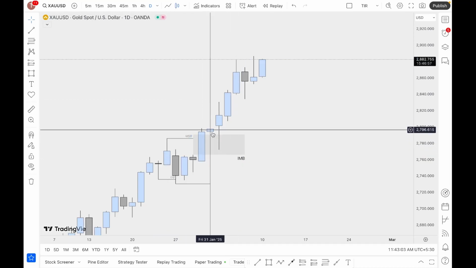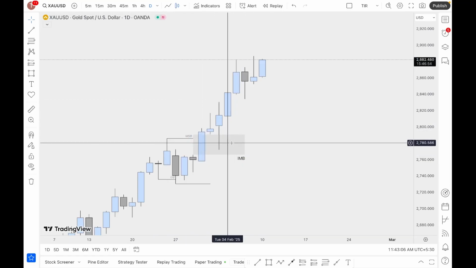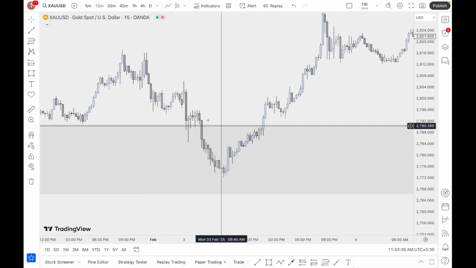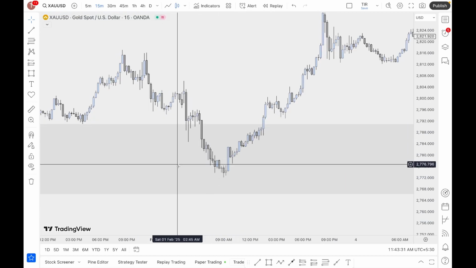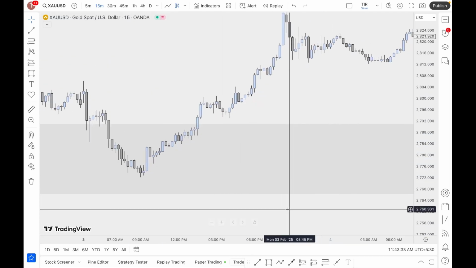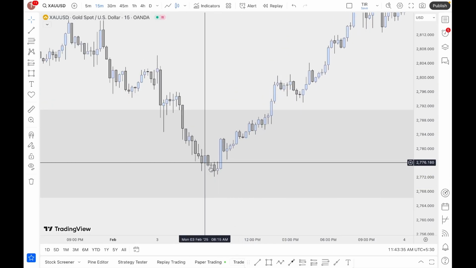So here what I will do is step into the 15-minute time frame, and we will look for some sort of market structure shift. It was the daily fair value which the price tapped into, and here is what makes us confirm to go long. In the fair value, we will look for the market structure shift.